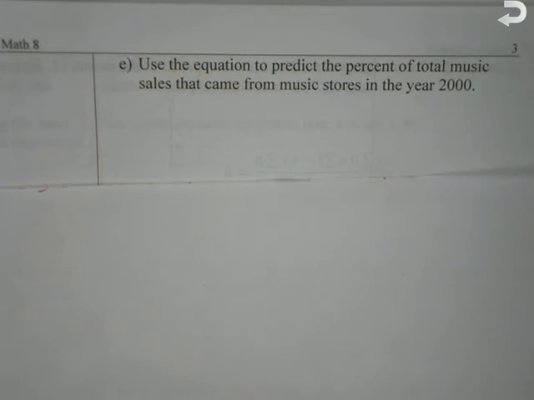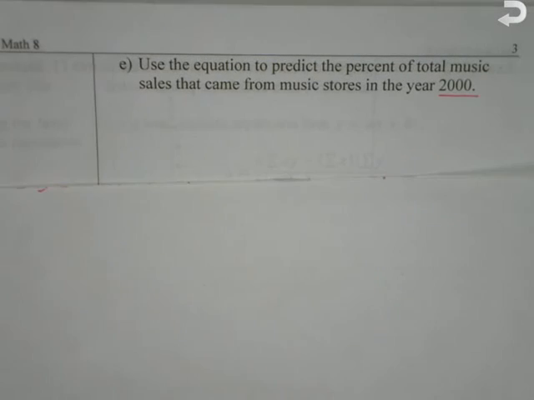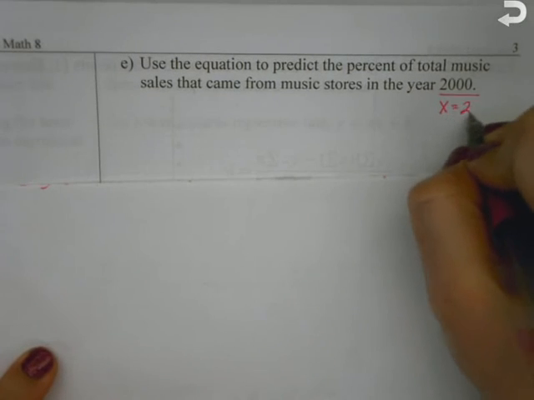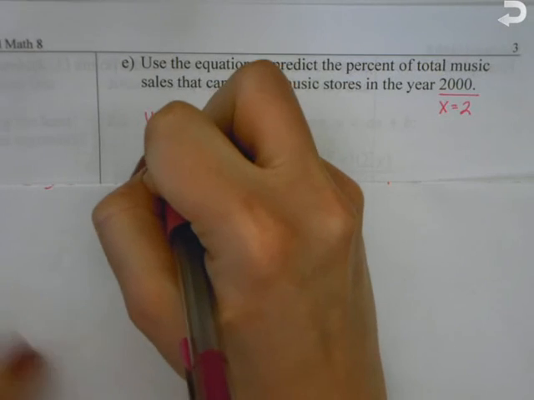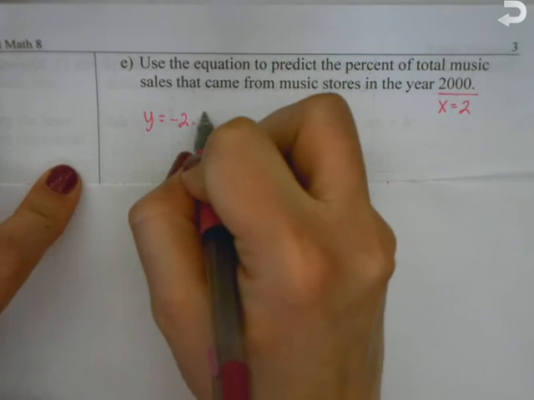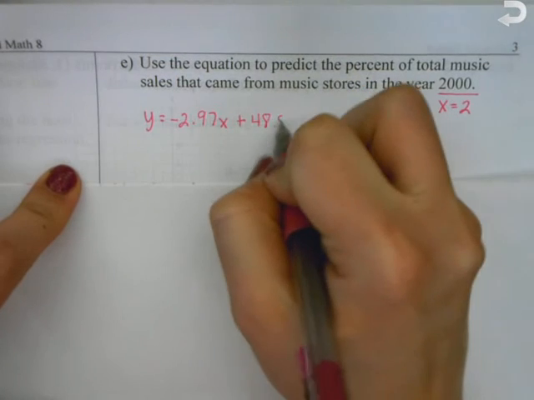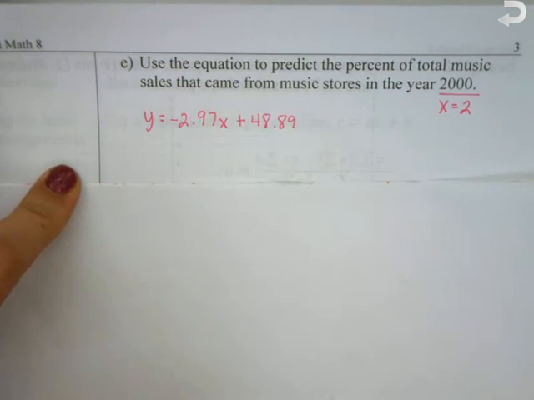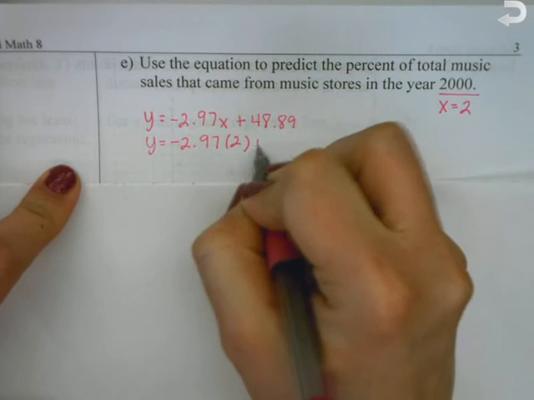So 2000 is our X, right? But 2000 is how many years after 1998? 2. So we're going to plug in 2 for X. So underneath I want you to write X equals 2. So that's going to be Y equals negative 2.97x plus 48.89, and we're going to plug in x equals 2. So that's negative 2.97 times 2 plus 48.89.